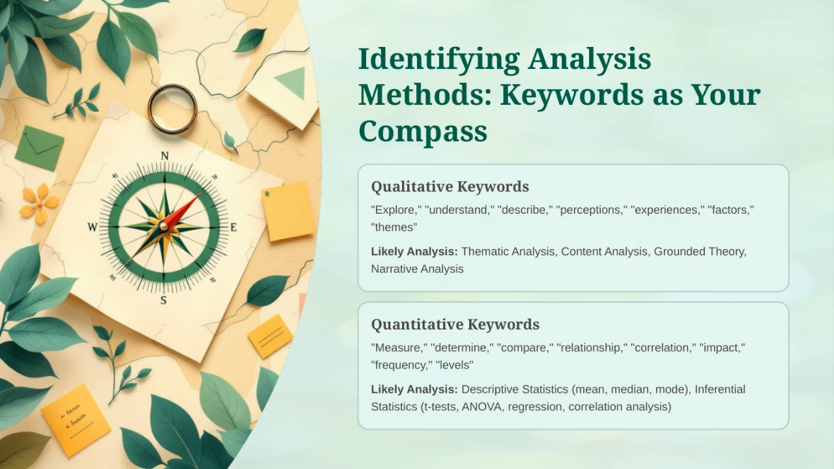The key to choosing the right analysis method is to think of these keywords, like measure, determine, compare, relationship, correlation, impact, frequency, levels, explore, understand, describe, perceptions, experiences, factors, themes, as your compass. They guide you in selecting the most suitable approach based on whether you're focusing on quantifying data or understanding complex qualitative insights. This alignment helps ensure your analysis effectively supports your overall research objectives.